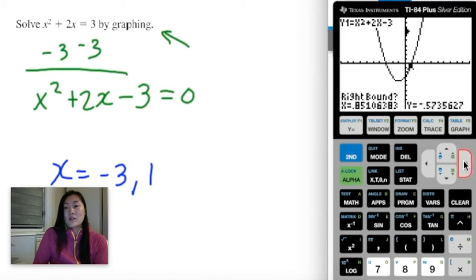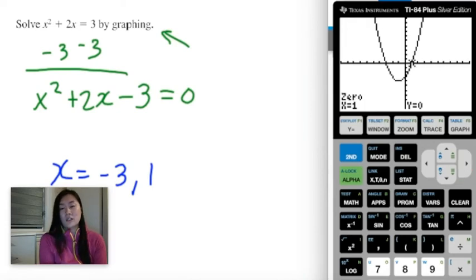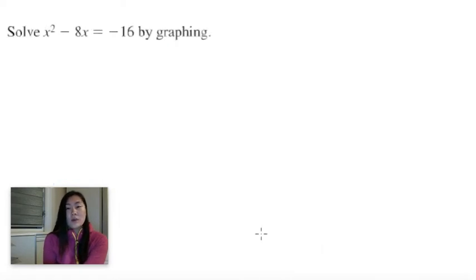We're going to hit enter here and then move with the arrow, go to the top right side of the root, enter, and then enter again. We get 0 is equal to x is equal to 1. So those are the 2 methods in order to use the calculator to find your roots or the solutions.